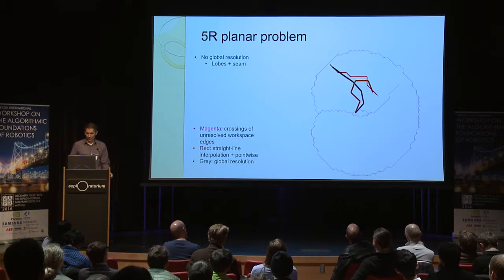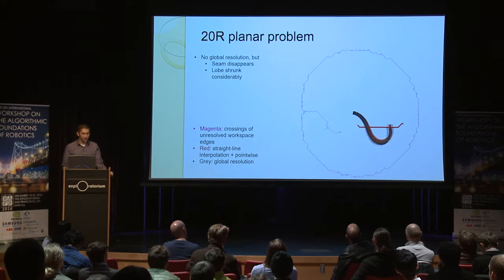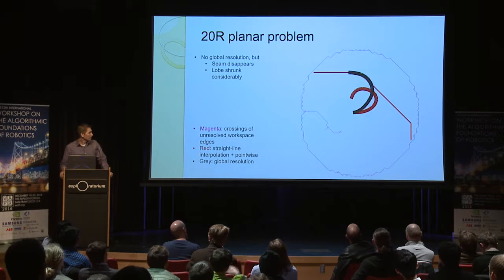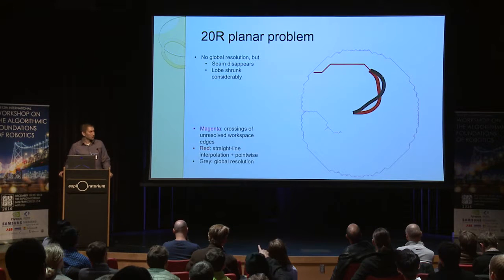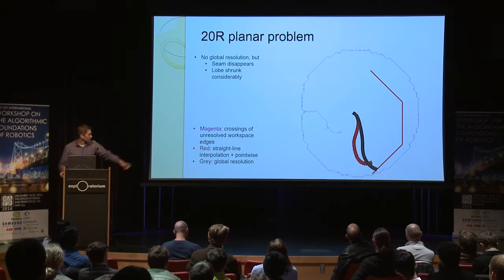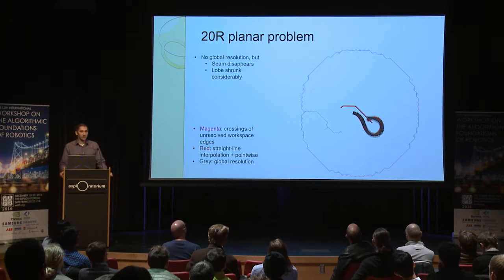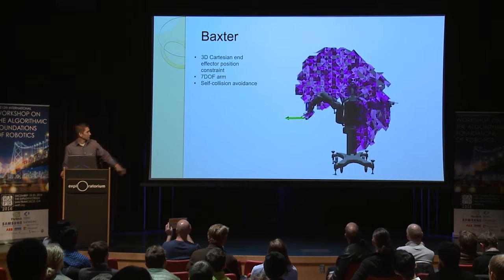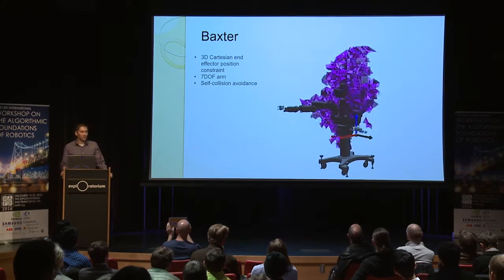Interestingly, if you put this into a 20R problem, this elephant trunk looking thing, most of those boundaries go away. There still are a few other boundaries, but they get quite localized in just one part of this optimized redundancy resolution. Extending this to 3D, applying this to Baxter, you get these really interesting looking results.